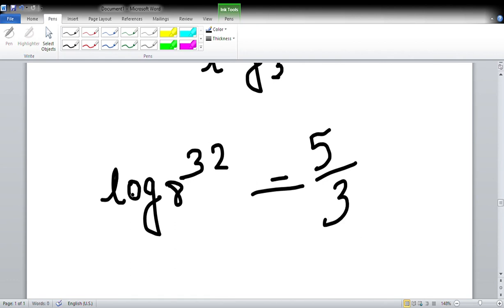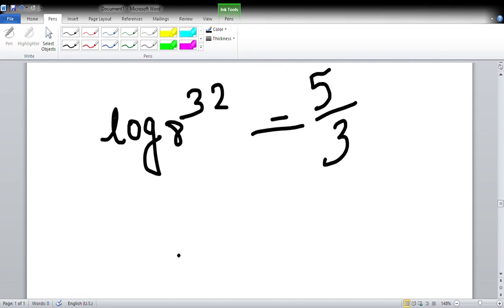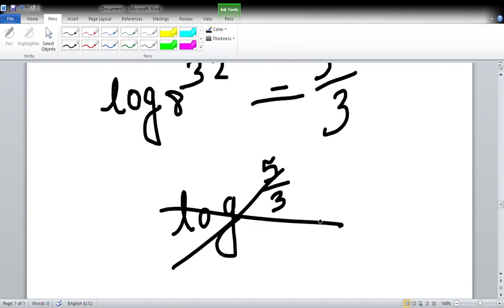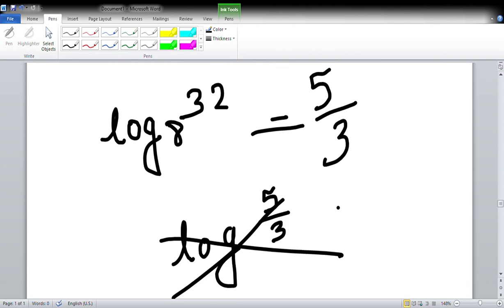If you want to convert it to exponential form, sorry, it is in logarithmic form, so you have to convert it to exponential form. So what is that? 8, the base is the same, to the power 5 by 3 is equal to 32.